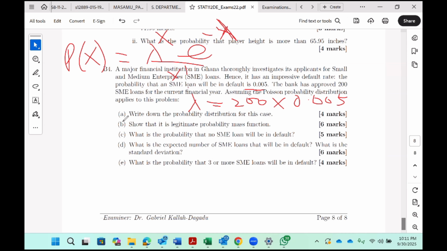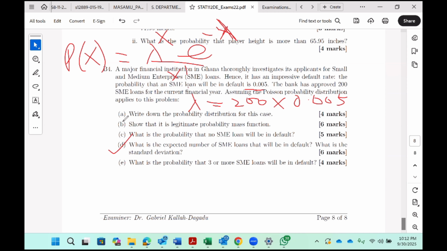Then D, what is the expected number of SME loans that will be in default, and what is the standard deviation? We know that when X follows Poisson, your mean equals the rate and your variance also equals the rate. So your mean will be 200 times 0.005, and the square root of that will give you your standard deviation, as simple as that. So D is done.